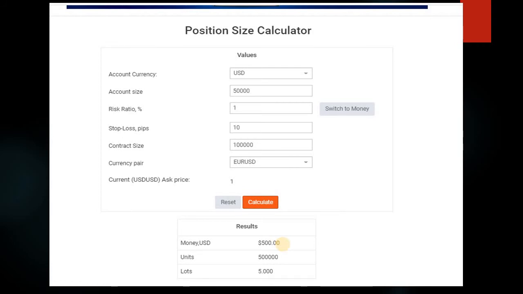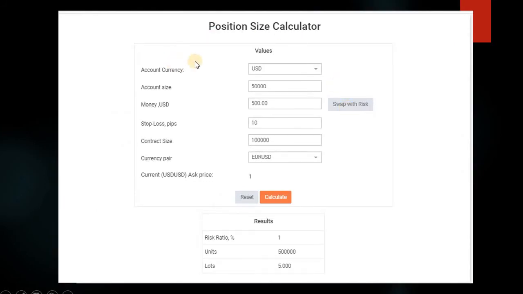So having said that, if you look to the side, you will see switch to money. Like I did say, the risk can be expressed in terms of percentage or dollar or money value. So instead of expressing our risk in terms of percentage, we are going to express it in terms of money. What it means is that a trader might decide to say, I don't want to risk more than $500 of my account. So in that case, instead of using percentage, we click on this. It gives us the next position size calculator.